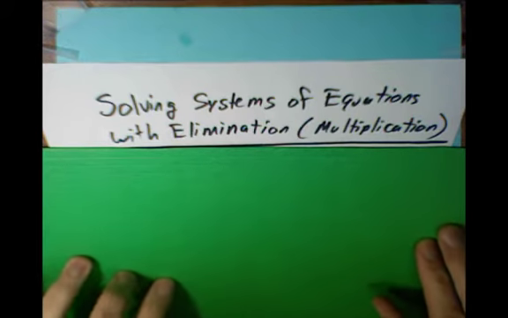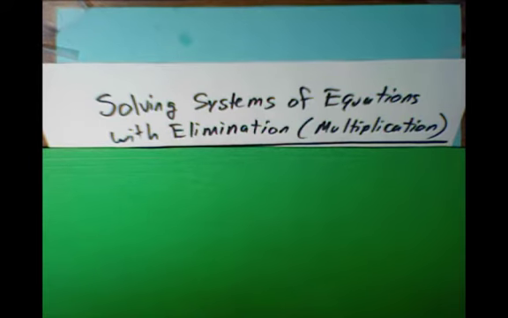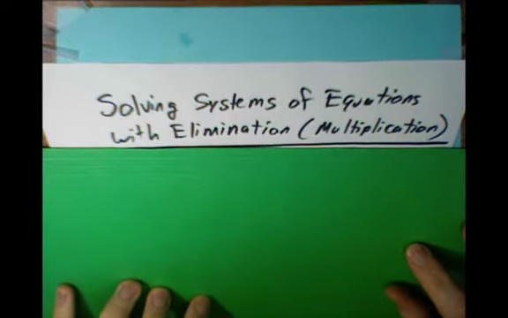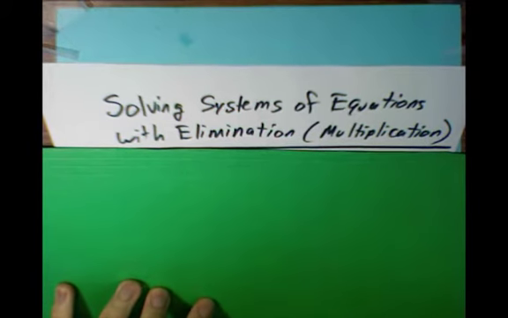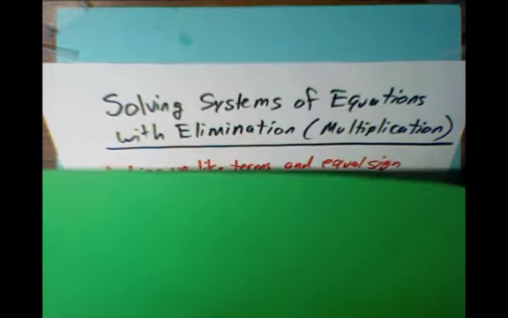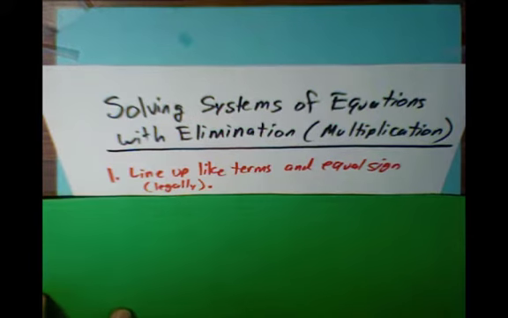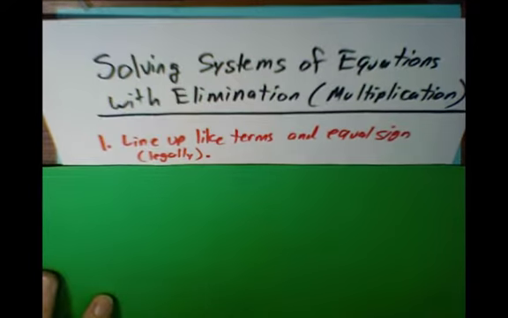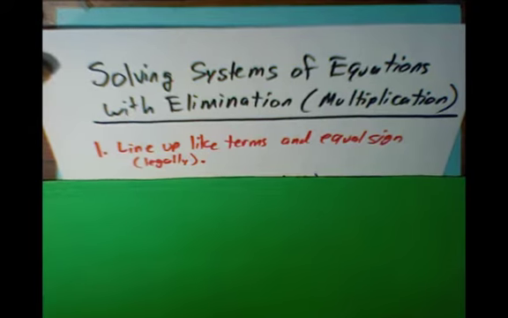In this video, we're going to solve a system of equations with elimination, but in these problems, we're going to multiply before we actually eliminate. So the steps are pretty straightforward. As usual, we're going to line up the like terms and line up the equal sign. Make sure you do this legally.